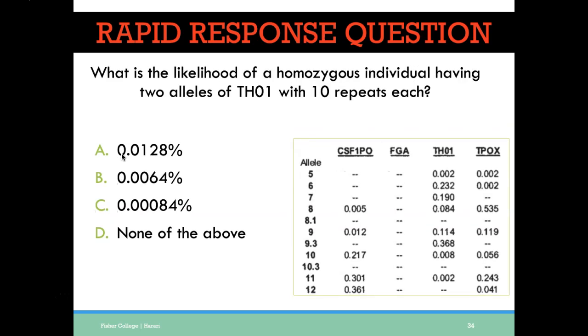What is the likelihood of a homozygous individual having two alleles of THO1 with 10 repeats each? So you can pause this now. So the answer is you would have to look at THO1 with 10 repeats is 0.008. And you would square that. So it would be 0.0064%, B.